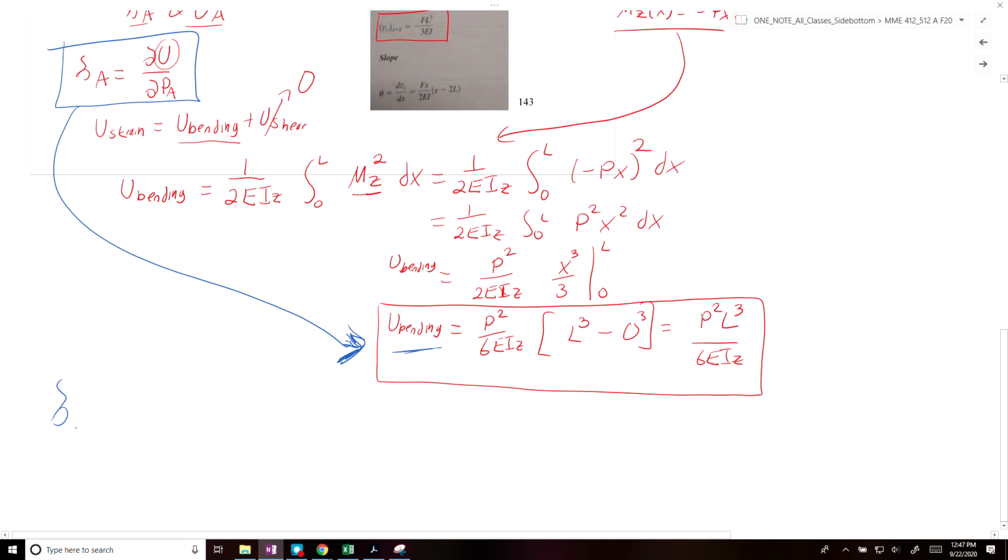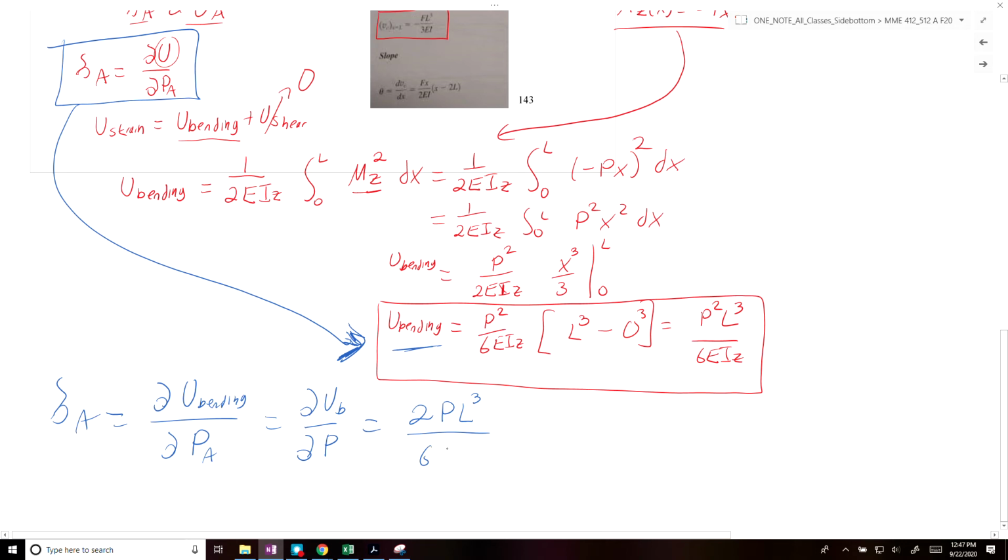We said delta A would be equal to the partial derivative of U bending with respect to our force, and our force is applied at the point. So this would be dU with respect to P. If you look at this, we just take the derivative of this with respect to P, and we would get 2 P L cubed over 6 E I z. We're just taking the derivative of the P squared term and bringing the 2 down here.